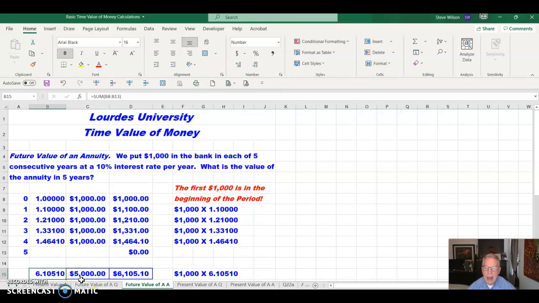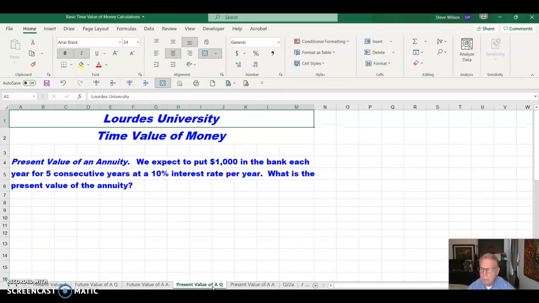And you'll find that, as I say, in the book in the present value tables. Okay, and then lastly, we have the present value of an annuity. The present value annuity says we're going to put $1,000 in the bank each year for 5 consecutive years at a 10% interest rate per year. What's the present value of that annuity?